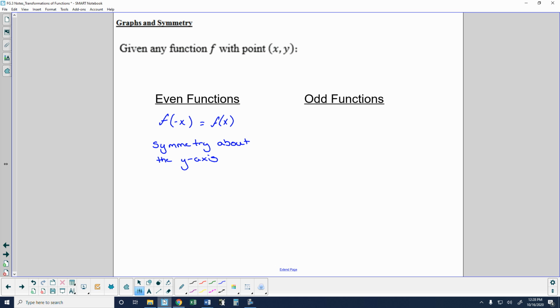The other type we have is what we call an odd function. With odd functions, if I take x and change its sign from positive to negative, that's going to change the sign of y as well. So opposite x values are going to have opposite y values. This creates symmetry about the origin.